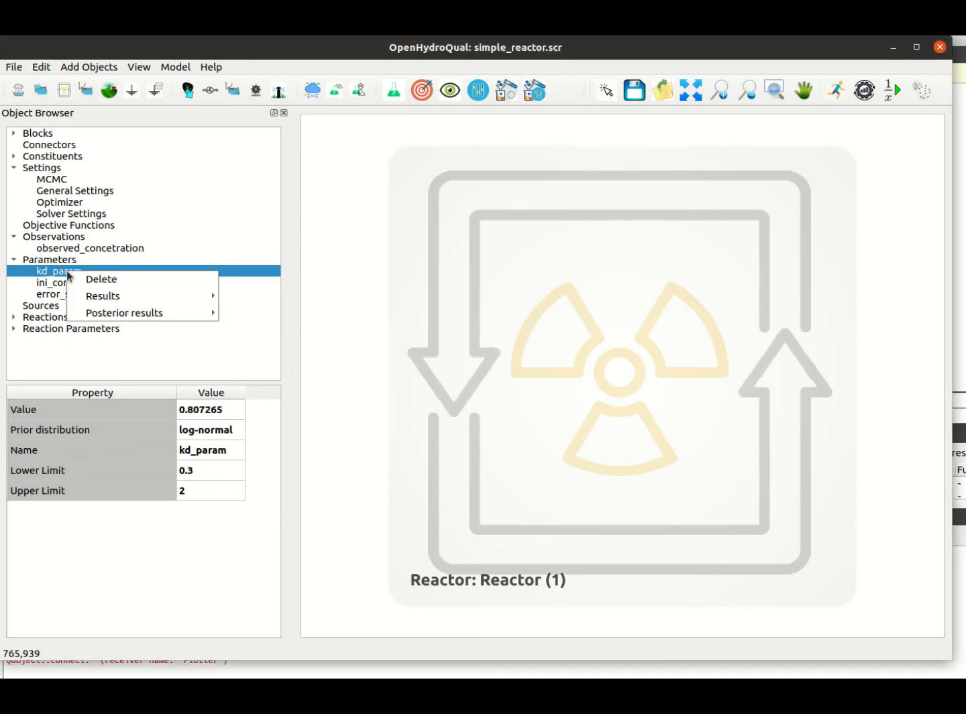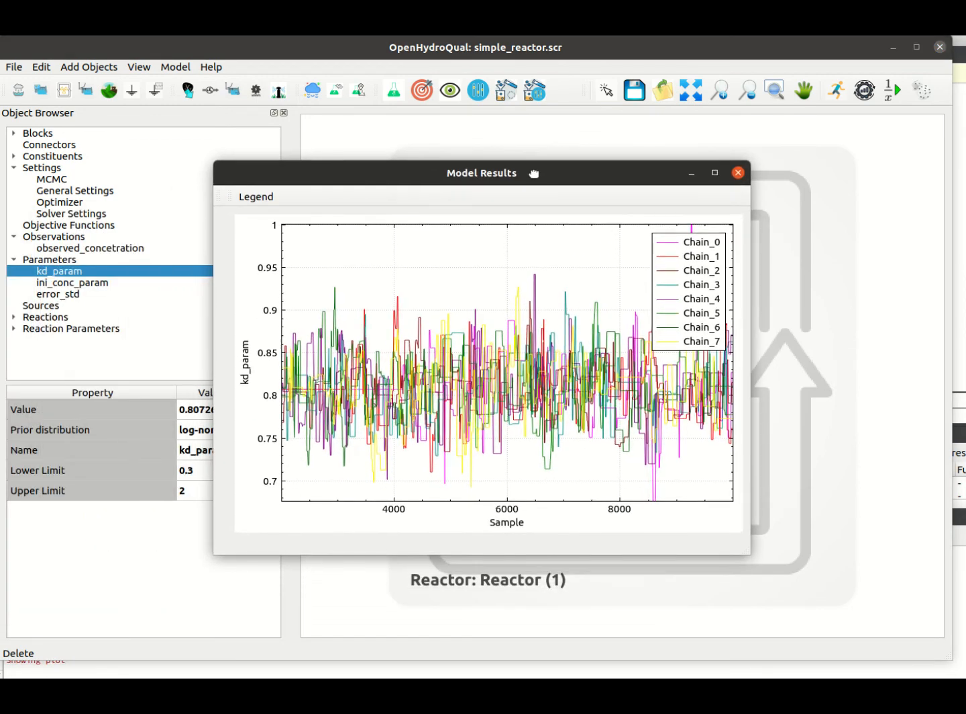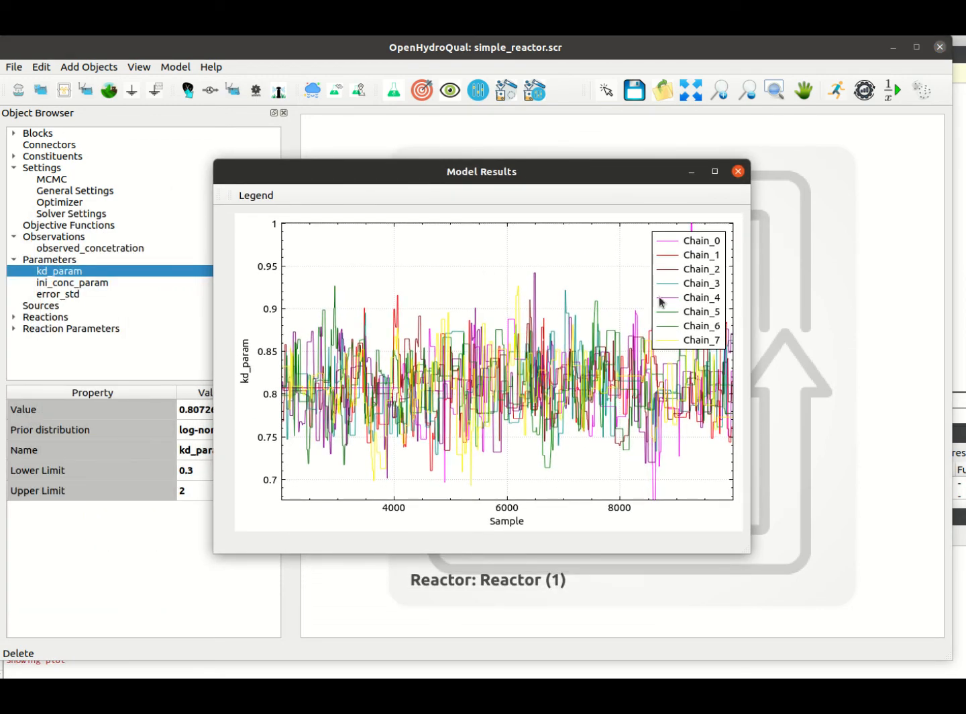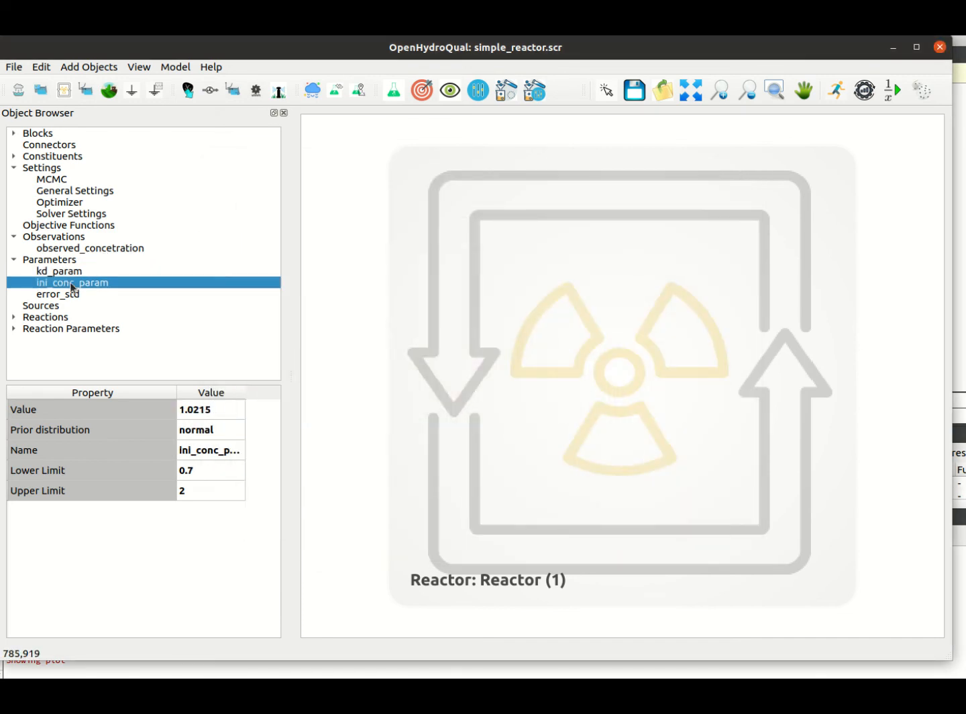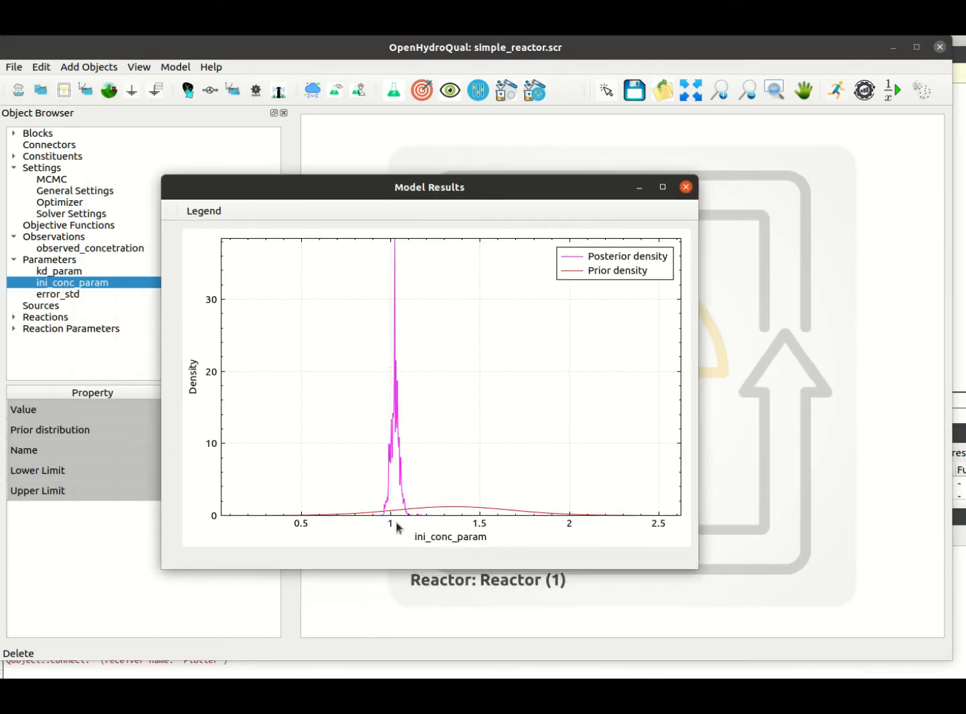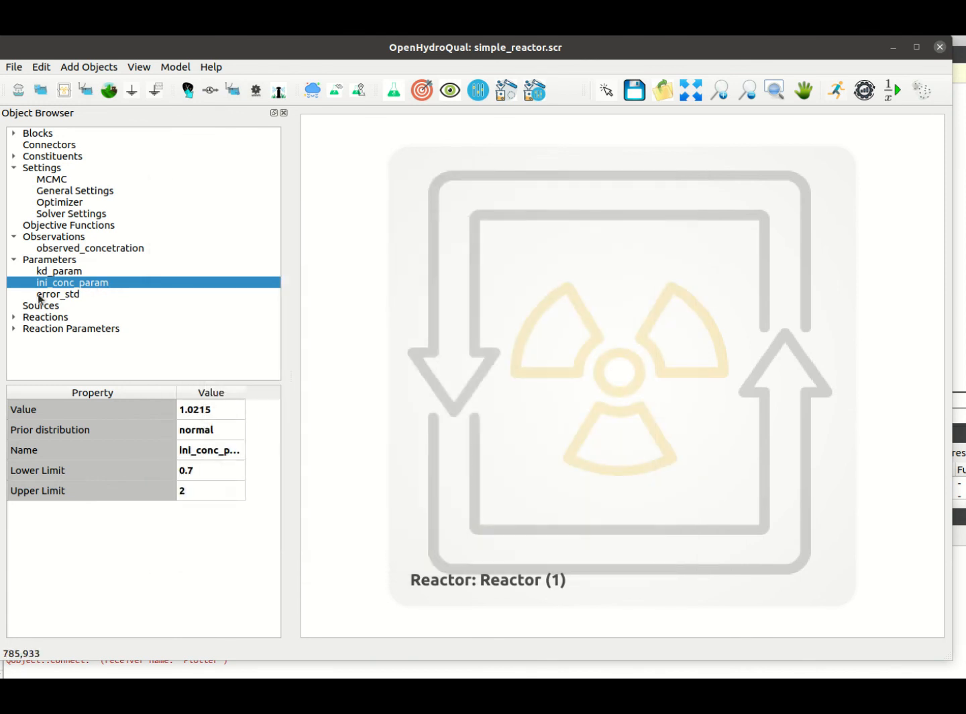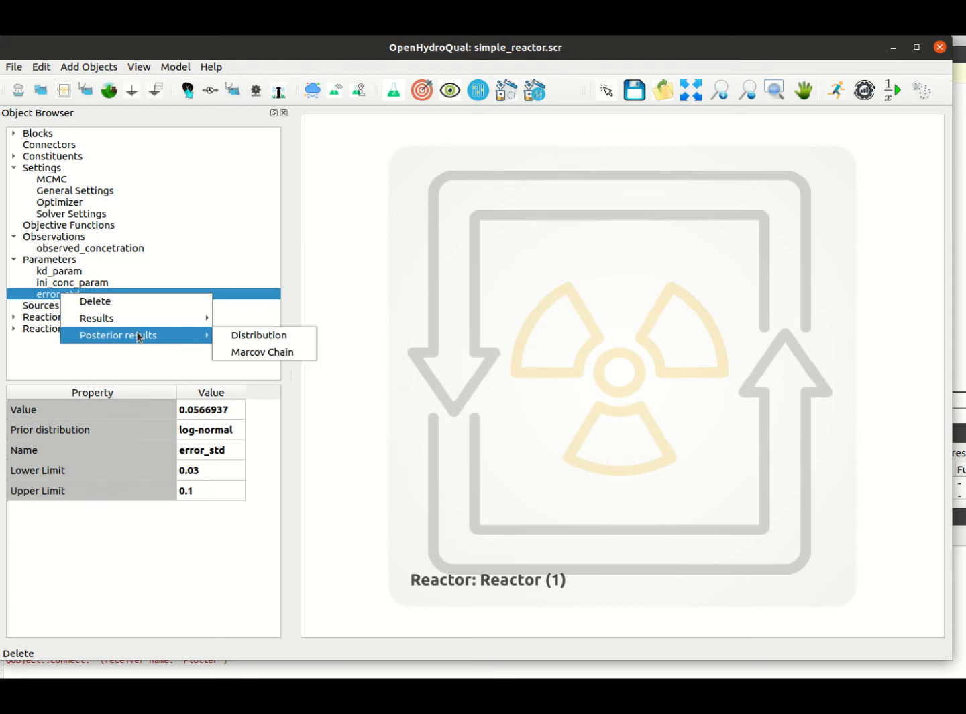We can also look at the chains. I can go to posterior result and then click on Markov chain, and you'll see essentially the samples. We have of course 8 chains. That's why you see 8 curves numbered from 0 to 7, and this is how they varied throughout the simulation. We can do the same thing with initial concentration. So I can look at the distribution of initial concentration and also error standard deviation.